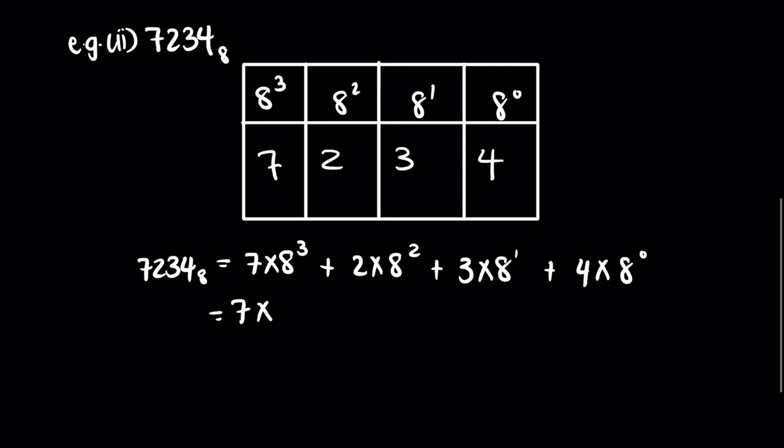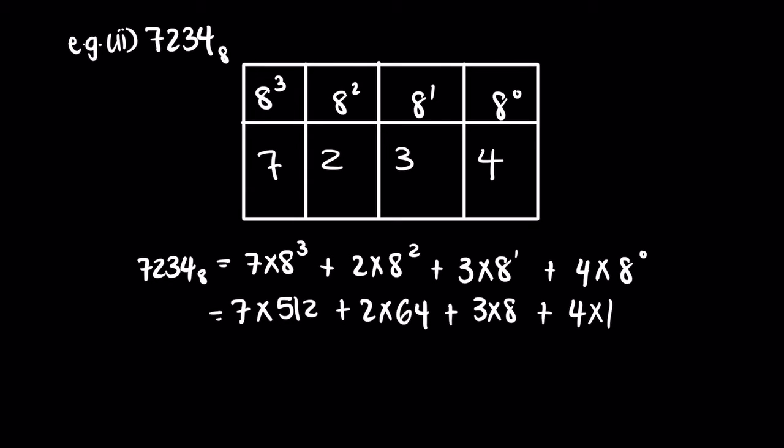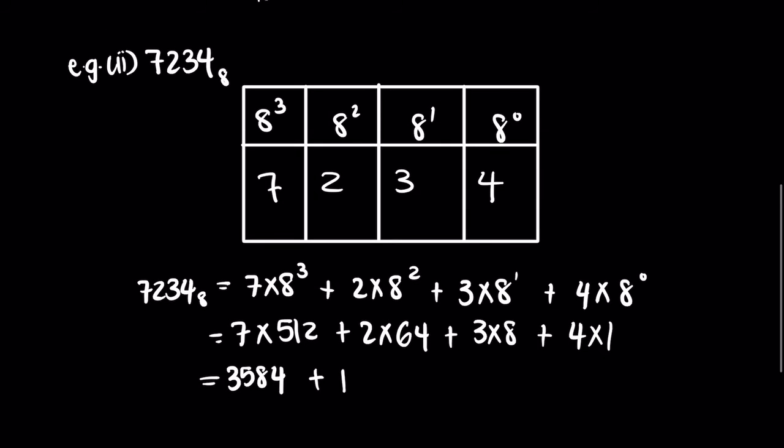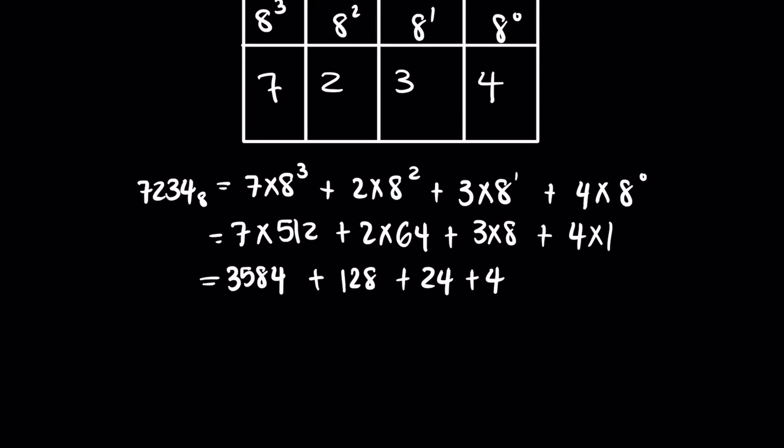7 multiplied by 512, plus 2 multiplied by 64, plus 3 multiplied by 8, plus 4 multiplied by 1, and we're left with the sum of 3,584, 128, 24, and 4, which is 3,740.